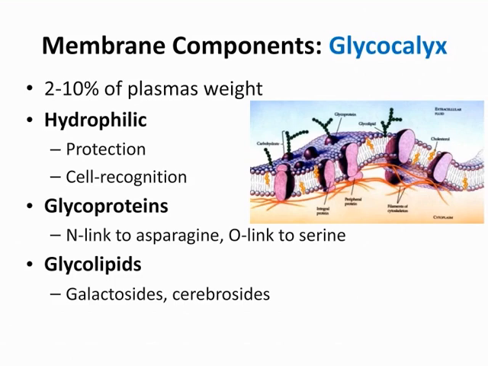Alright, so we're getting towards the end of that first objective. Now we're going to talk about the top of the plasma membrane. So it's made of something called the glycocalyx. So you should know that first bullet. It's 2 to 10% of the plasma membrane's weight. It's hydrophilic because remember the heads are on the outside, and its function is for protection and cell recognition.